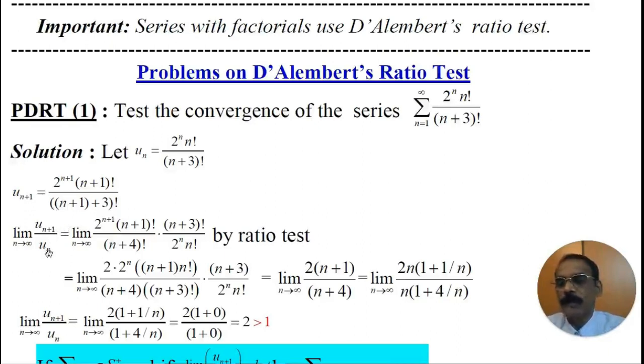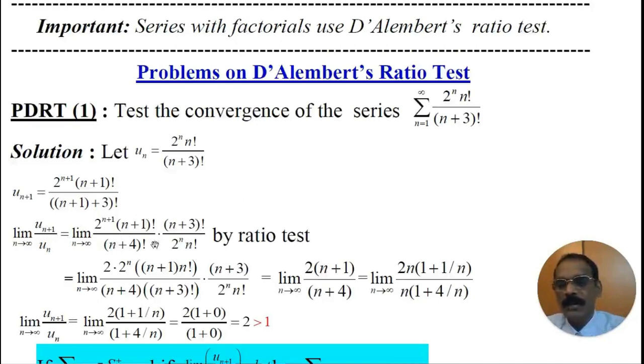That is un plus 1 by un. So, the limit of this is nothing but un plus 1, that is 2 to the power n plus 1 into n plus 1 factorial divided by n plus 4 factorial, whole divided by un. Since un is in the denominator, we have to write its reciprocal, that is, the reciprocal of 2 to the power n into n factorial by n plus 3 factorial. That is n plus 3 factorial by 2 to the power n into n factorial.